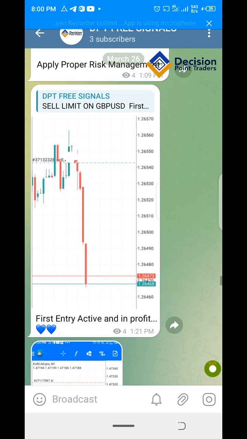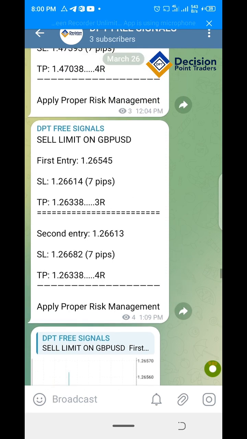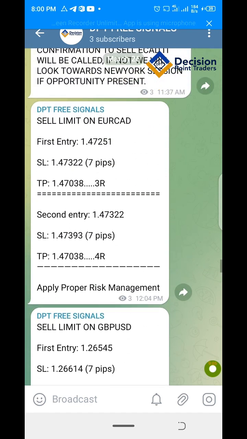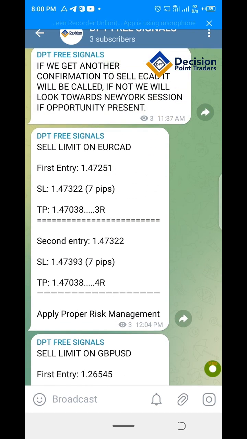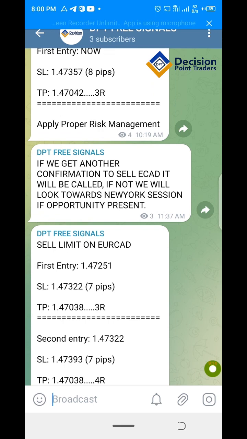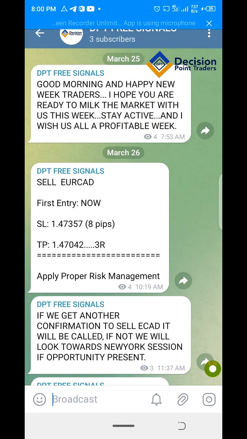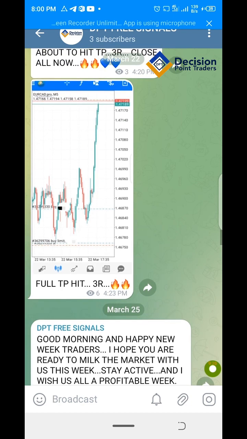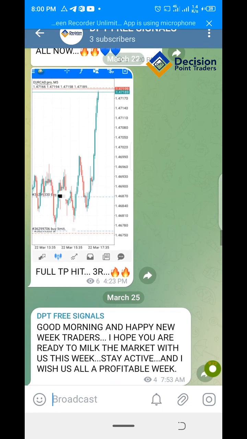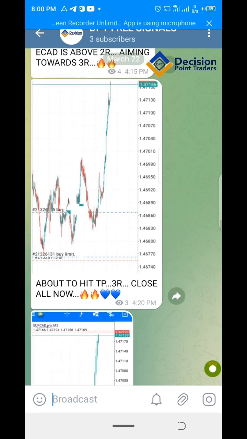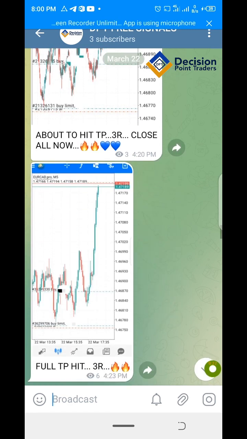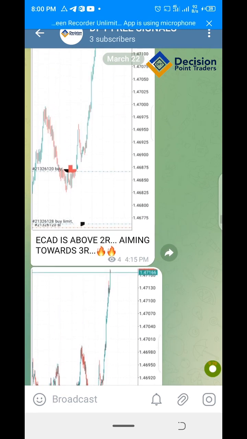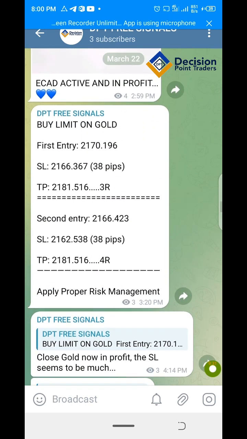Make sure you follow all the trades. They are the same way. You can see this is GBP USD, this is Euro CAD, same way. Most of the time the 2 entries will have the same pip stop loss. Can you see this one is just one entry? So can you see this is CAD or Euro CAD? Let me see the signal. CAD. Okay, so this is good.